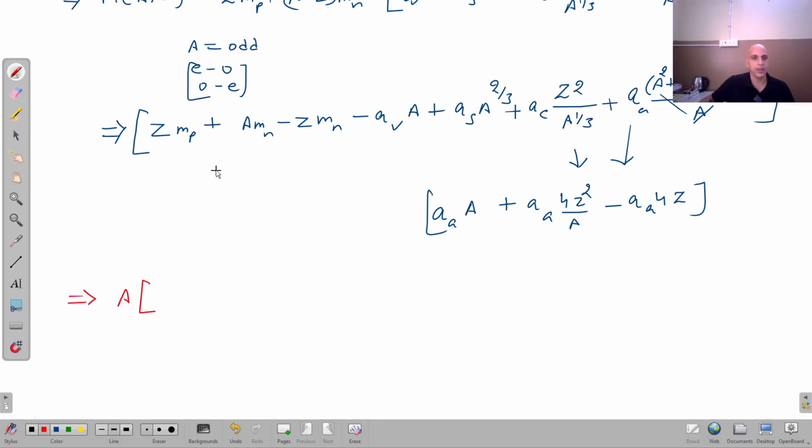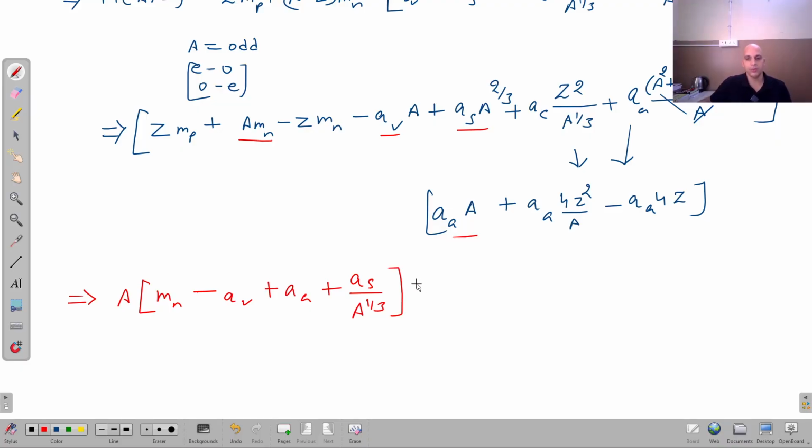So a term containing A: mass of neutron, right, minus volume energy term, then the asymmetry energy term, this one, right, plus asymmetry energy term, plus this term. So I will take A as common, so it will become surface energy term divided by A power 1 by 3, right. So this is the A common, and the terms inside the bracket are those which have A in them.